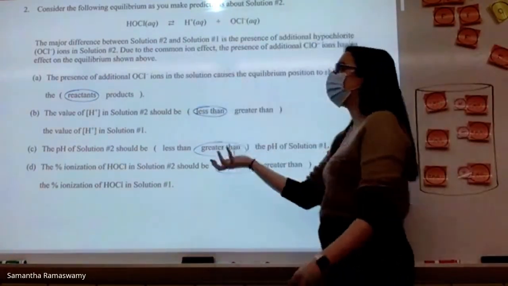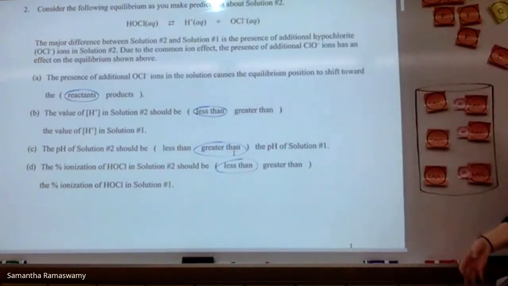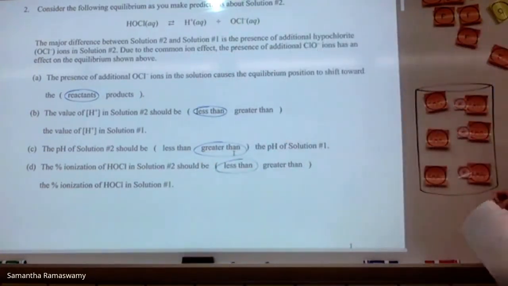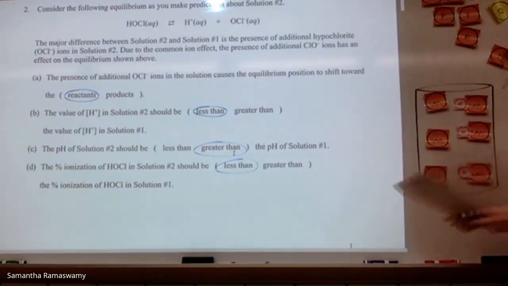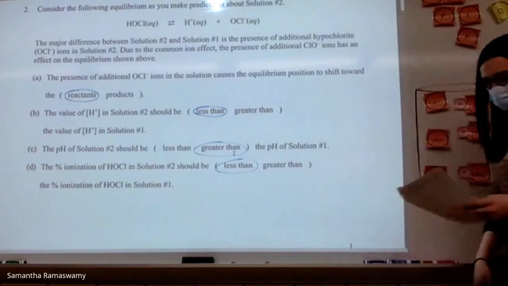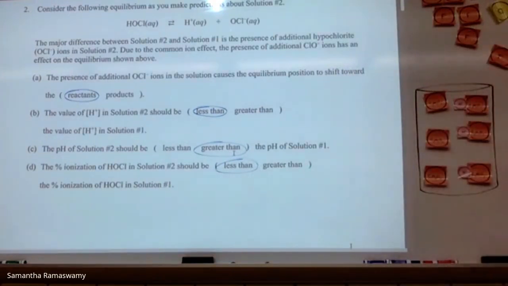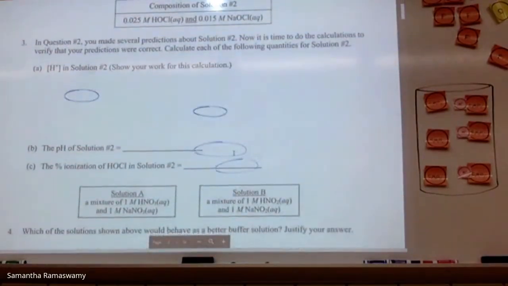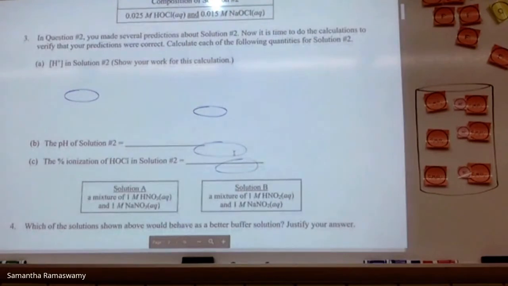All right, so if we flip to number 3. Now we're focusing just on solution 2. Some of these I'll have you do on your own, and we'll come back together. So for this, it says in question number 2, you made several predictions. Now we're doing the calculations to verify those predictions. Calculate each of the following for solution 2.